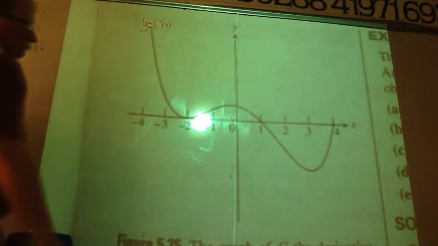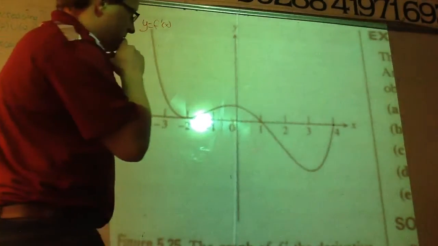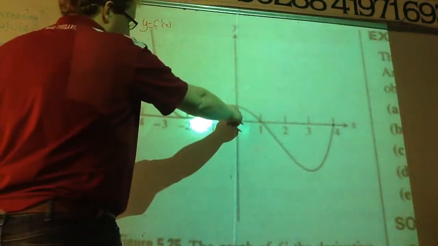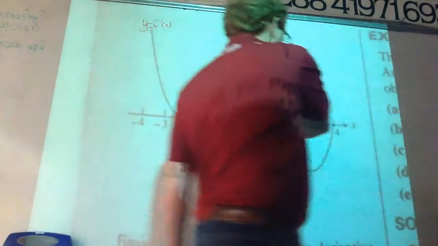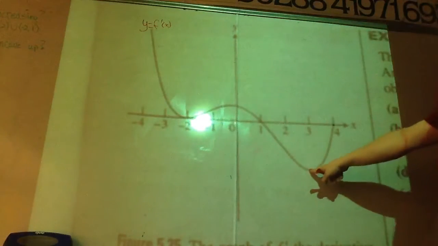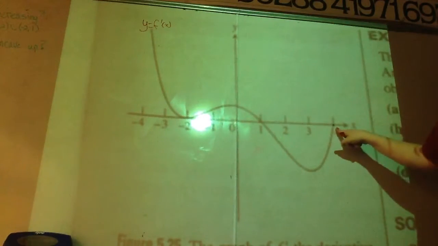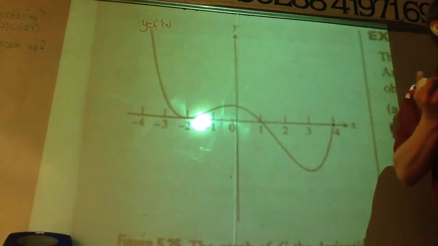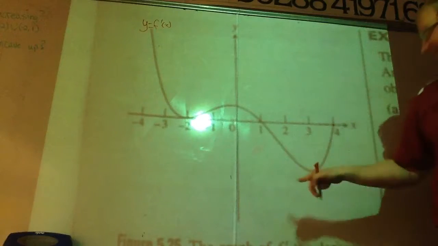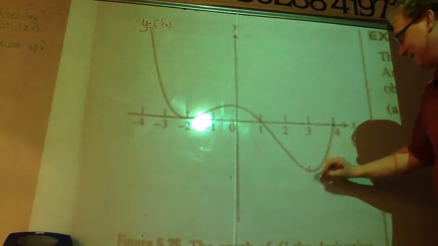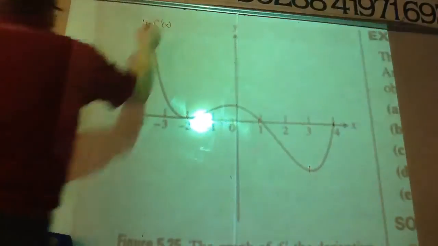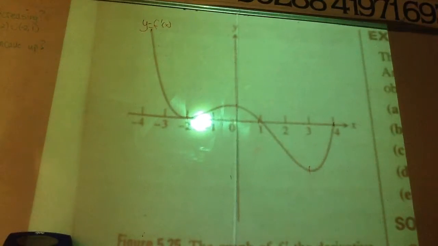-2, 1, and 4. Actually, probably not 0. Oh, yeah, 0, 1, 3, and 4. Right? That's where things happen, whether it's the slope or the second derivative. Something happens here, here, here, here, here, and here. So we're going to set up a chart with all of these intervals.